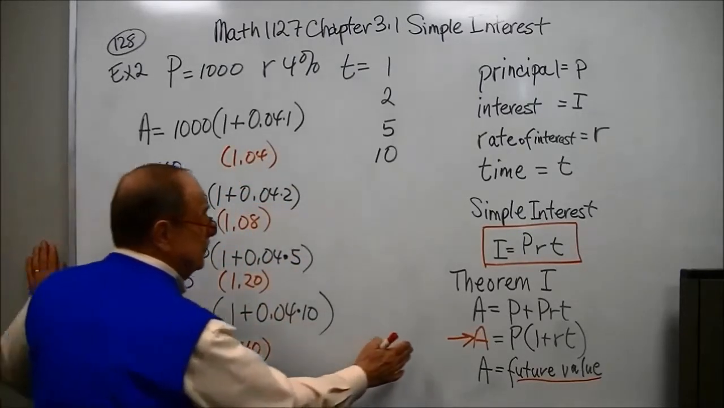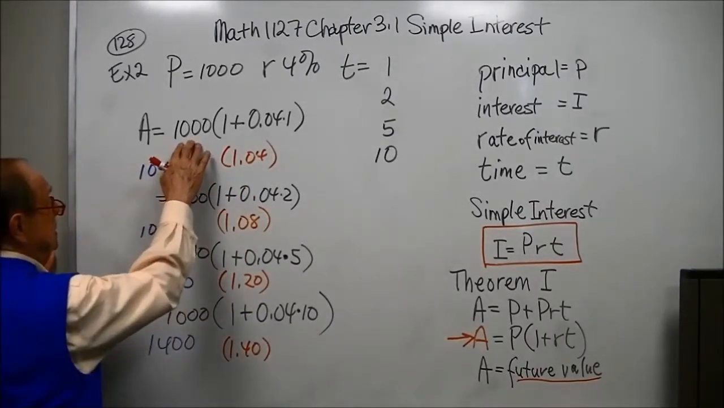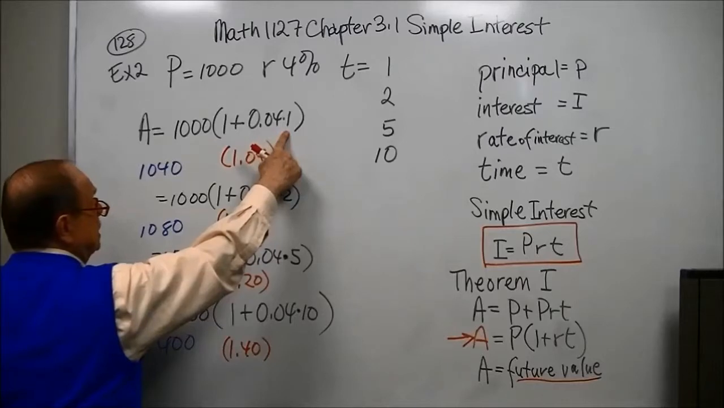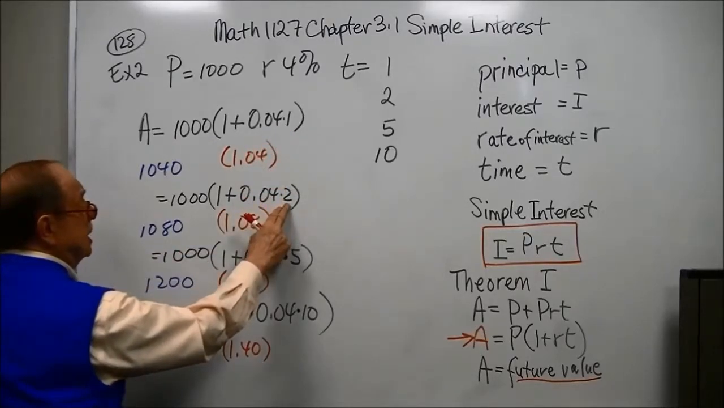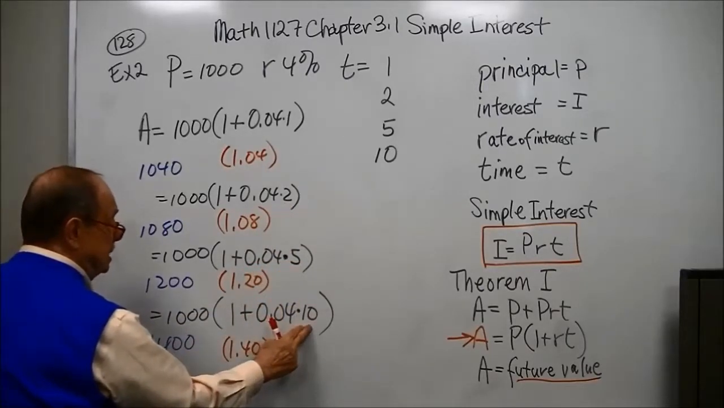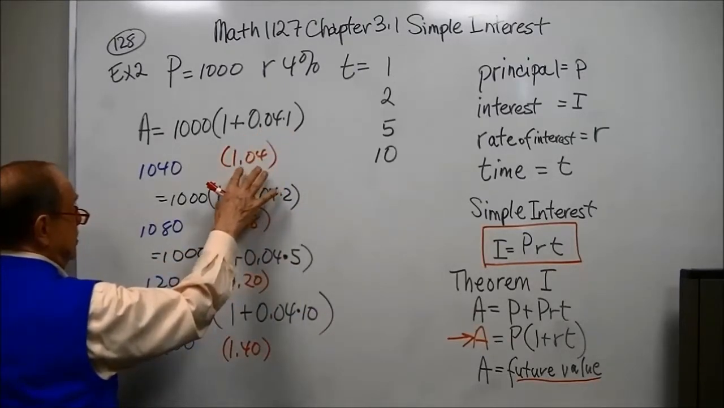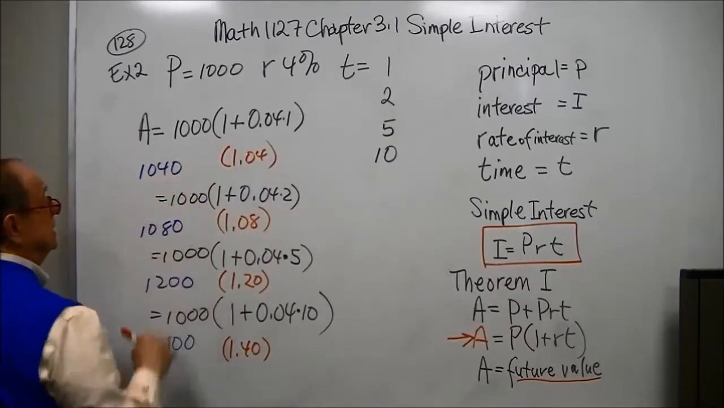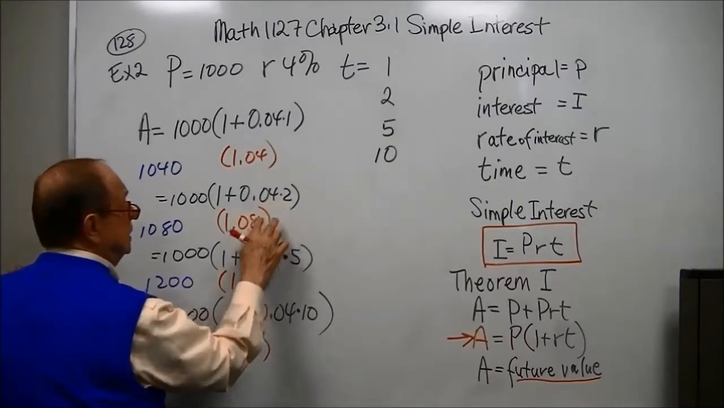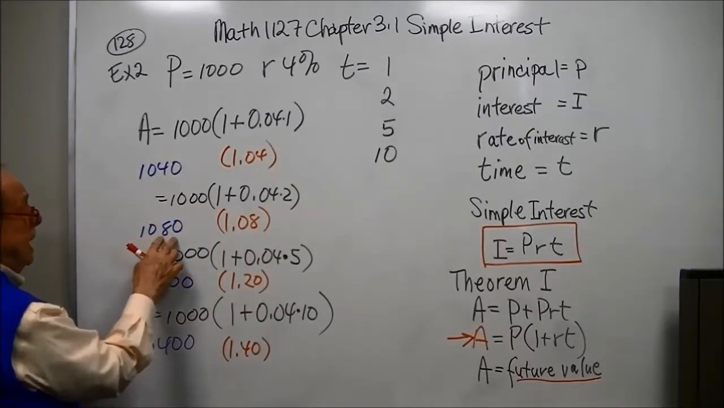So your future amount equation would be your principal is this, your rate is that, and the time is 1. And for this one, we'll change the time to 2, the time to 5, and the time to 10. Well, if we multiply that, we get this. Multiply this by 1,000, we get that. So after 1 year, it would be this. After 2 years, we multiply this by 1,000, would be 1,080.